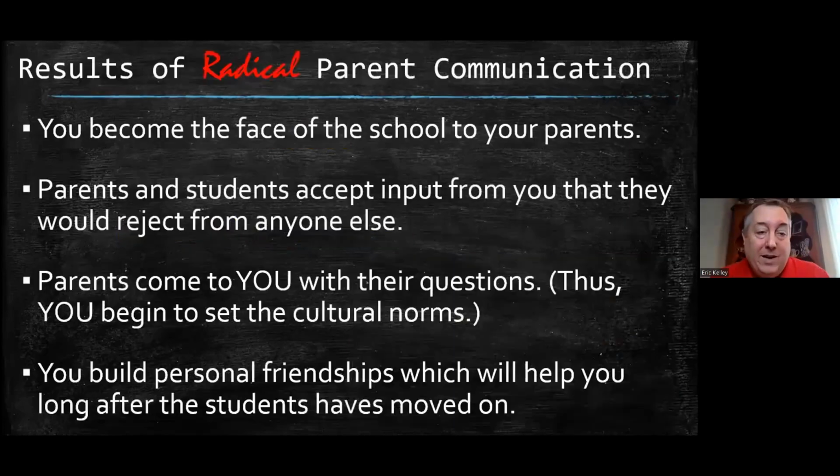So as we get ready to close out, what are the results of taking this radical approach? Number one, you become the face of the school to your parents. When a lot of parents think East Junior High, they think of me. That may be a good or a bad thing, but I'm the one that is constantly texting them or calling them or sending them communication. So when they think of East Junior High, they think of me. So you become the face of the school to your parents.